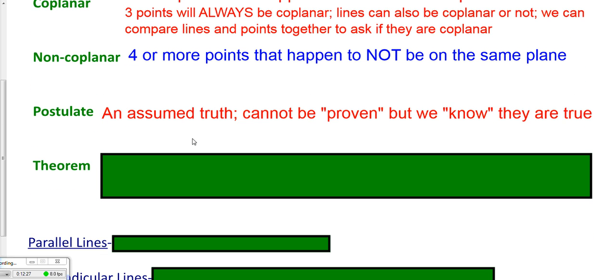A postulate is an assumed truth, and we'll go over a few postulates. These cannot really be proven, but we just kind of know that they're true. Okay, it's kind of like when you're looking through the dictionary and you're thinking, how do I define the word the? Well, it's hard to define the. It's kind of one of the first words that we think of. So all our other definitions are coming off of the word the. All of our definitions or our ideas in geometry come from postulates.